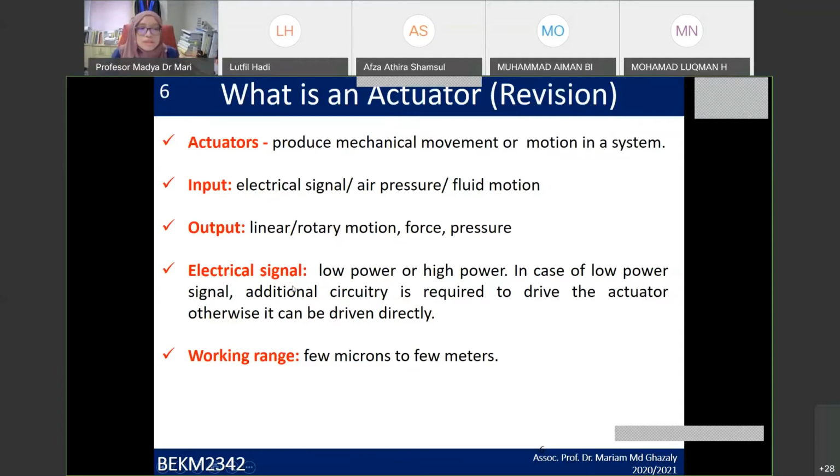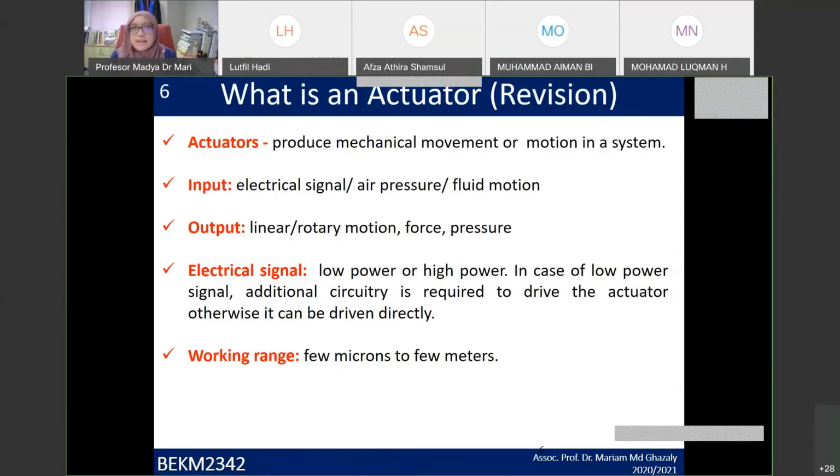For those actuators that have an input signal, it can be low power or high power, and in case of a low power signal, an additional circuit is required to drive the actuator. That means you need an amplifier to amplify the signal. And the working range can be from a few microns to a few meters. So you may wonder, what type of system needs a few microns of displacement?